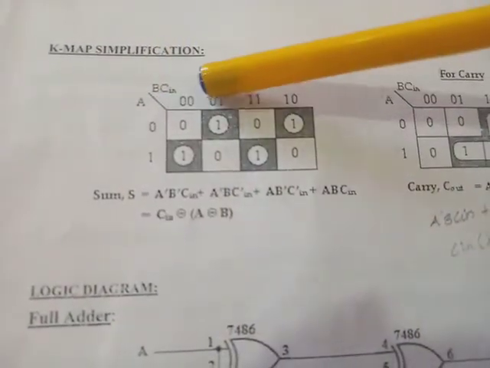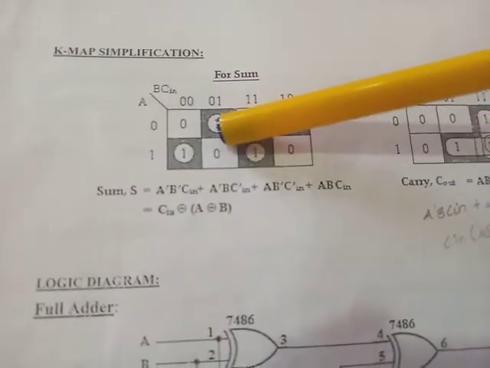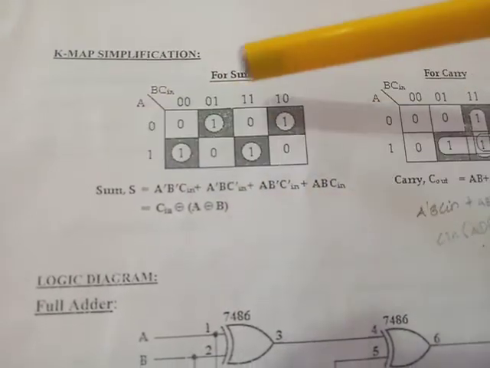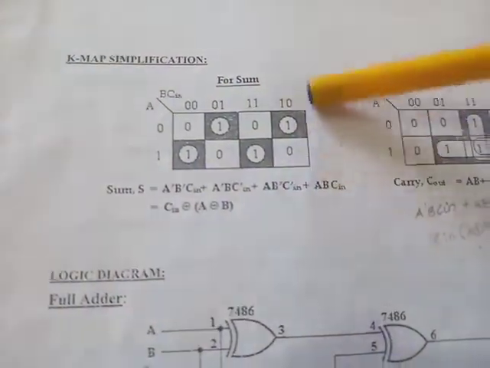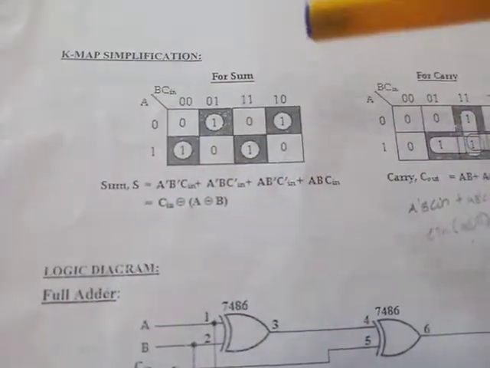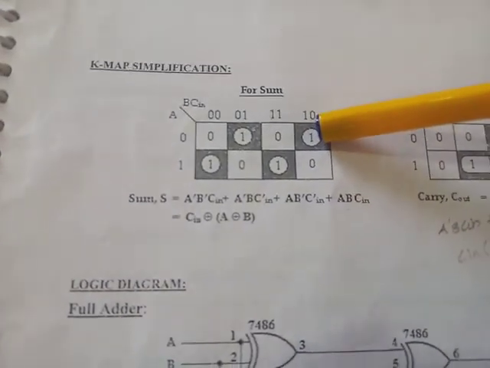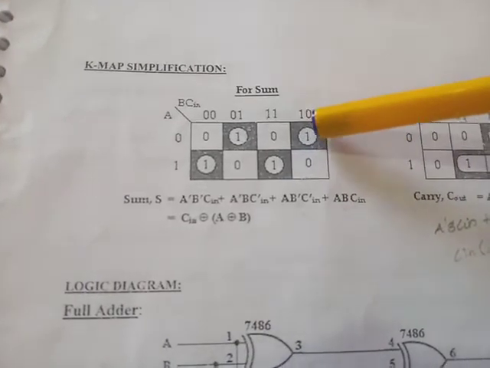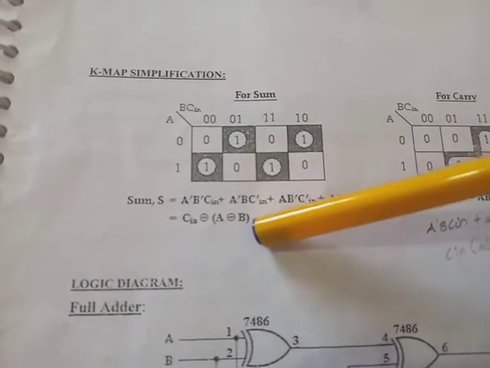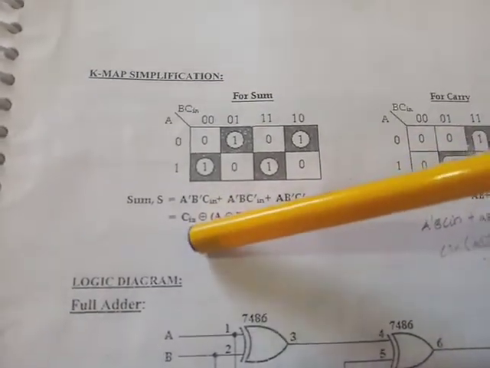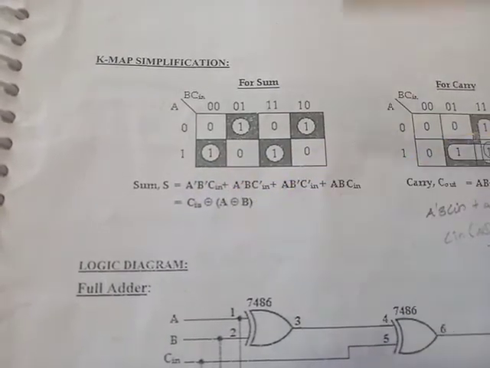So A, B, C, it's 0 0 0, my sum is 0. 0 0 1, my sum is 1, right? For input 0 1 1, my sum is 0. Likewise I have to fill the K-map for sum, right? So here no grouping is possible, right? All the cells are like a checkerboard, right? It is called a checkerboard, right? So the sum expression is C XOR A XOR B.